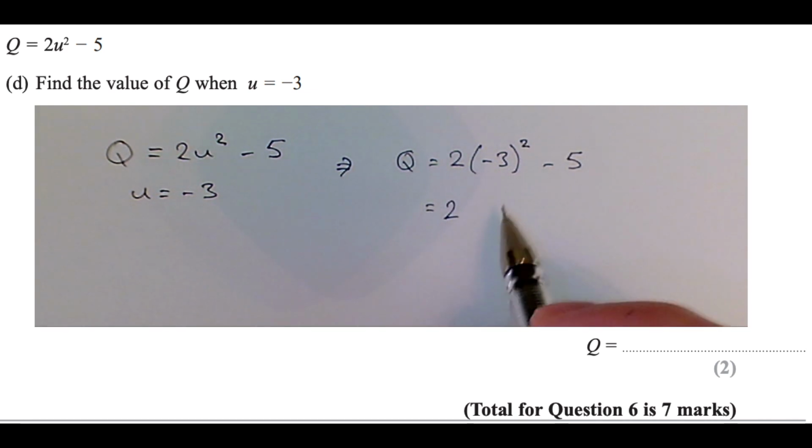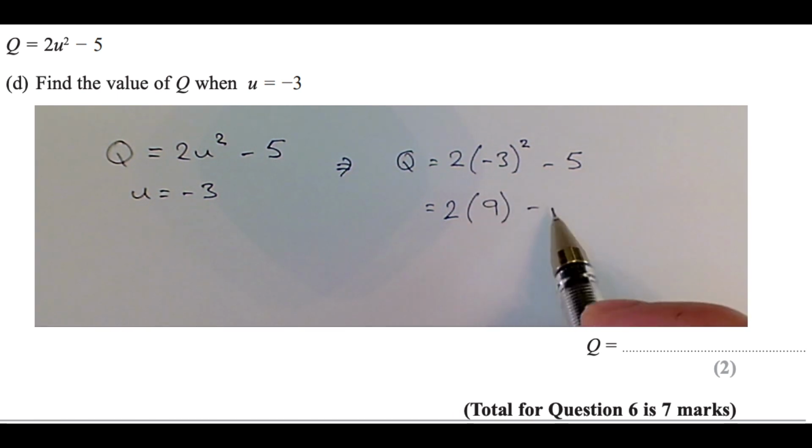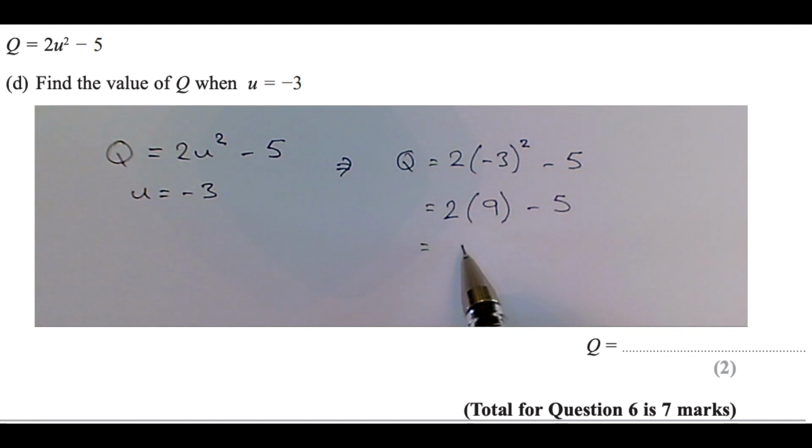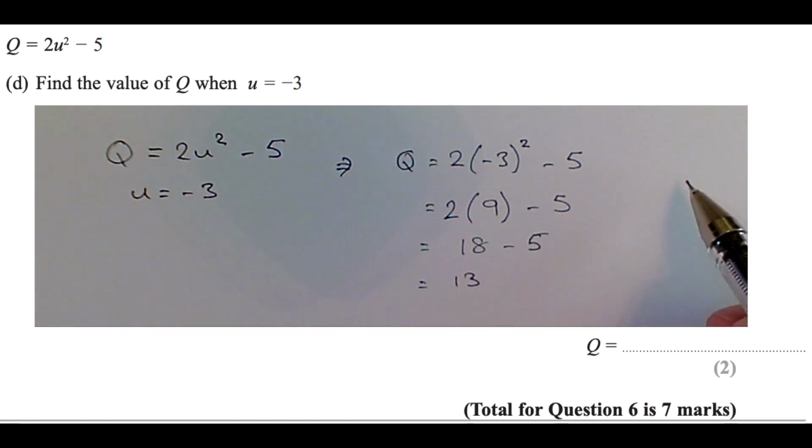Okay. Now of course, minus 3 times by minus 3 is plus 9. If you use your brackets on your calculator, it will also help you get the right answer. Okay, if you don't use the brackets in the calculator, you get the wrong answer. So brackets are really helpful. 2 times 9 is 18, take away 5, and of course 18 take away 5 is 13. So I believe the answer is 13.